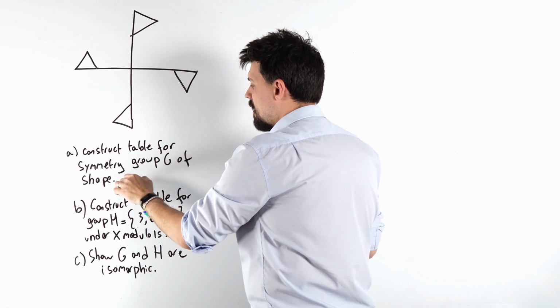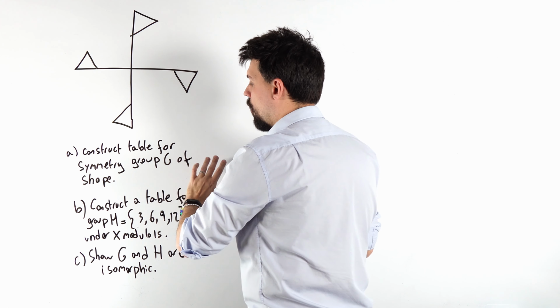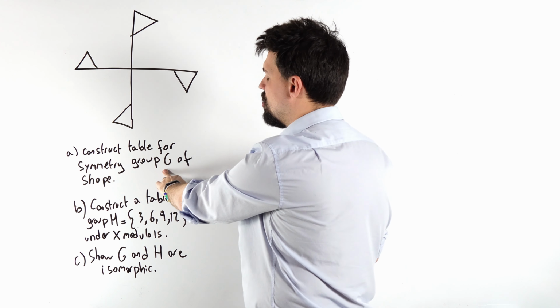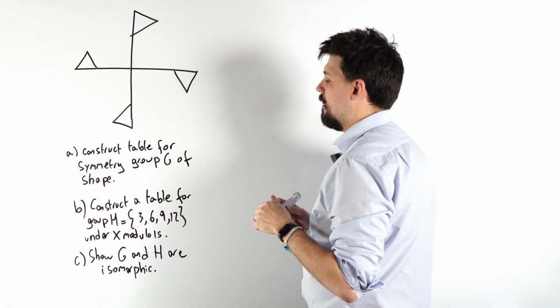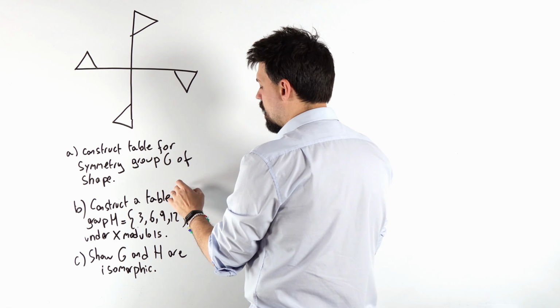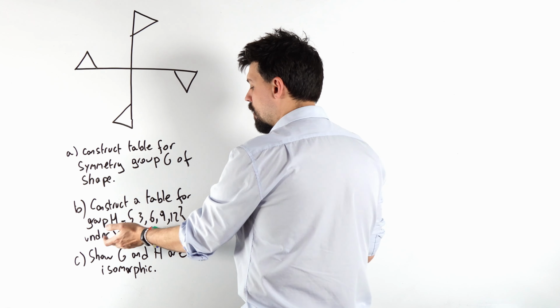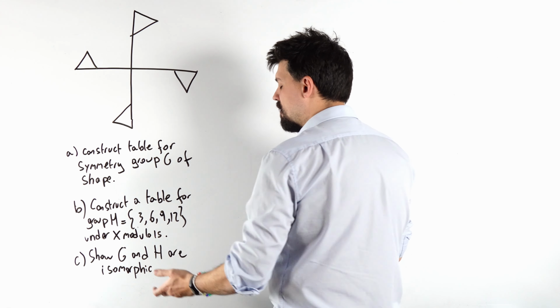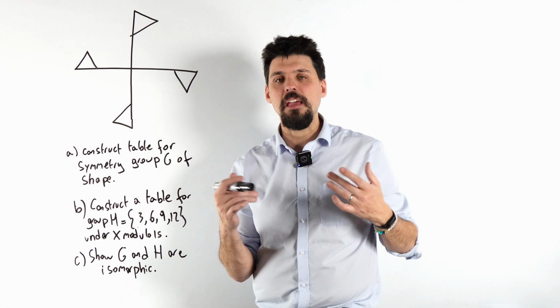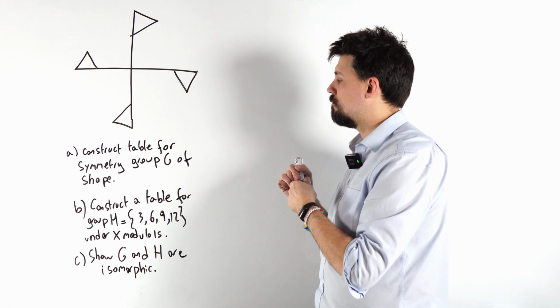First of all, construct a table for the symmetry group of the shape, and we're going to call that group G, if you can just about read my handwriting. We're then going to construct a Cayley table for the group H, which is the numbers 3, 6, 9, 12 under multiplication modulo 15. We are then going to show that G and H are in fact isomorphic.